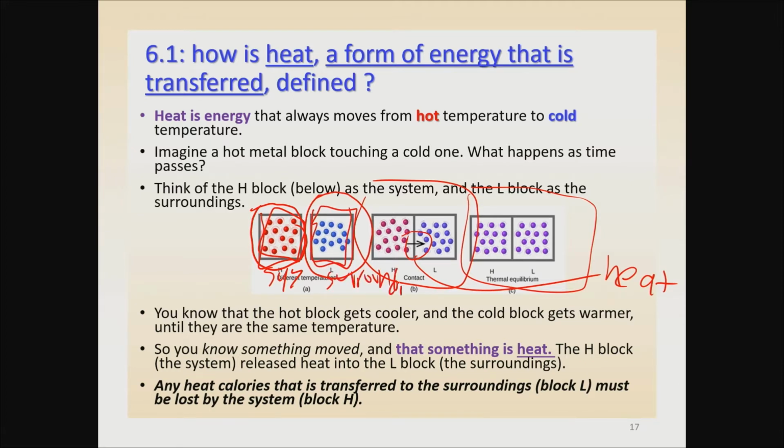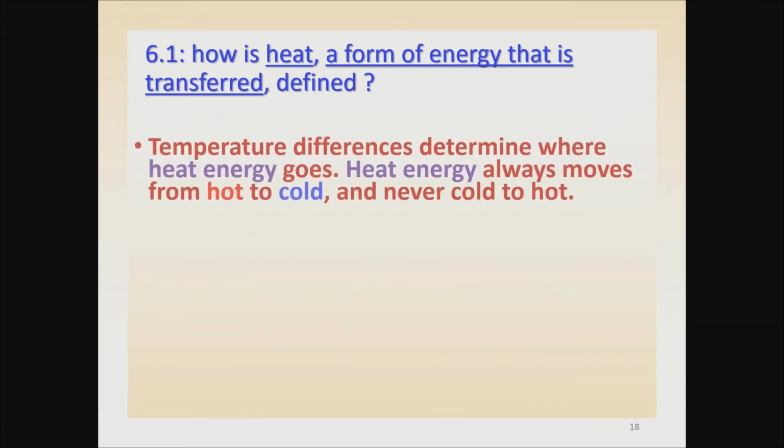One of the things I want you to note is that when heat leaves the hot block, which is the system, and goes into the cool block, which is the surroundings, you will have as much heat gained by the cool block, which is the surroundings, as is lost from the hot block, which is the system. And so this is consistent with the law of conservation of energy. I point out, very importantly, that heat energy always leaves a hot object and goes to a cold object, but it never goes from a cold object to a hot object.